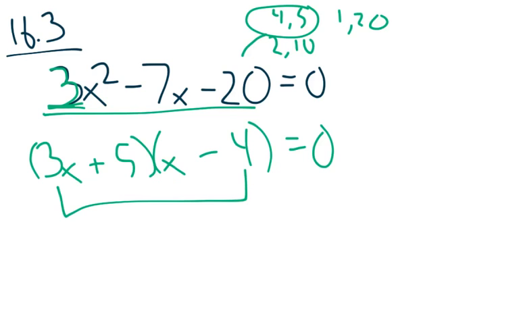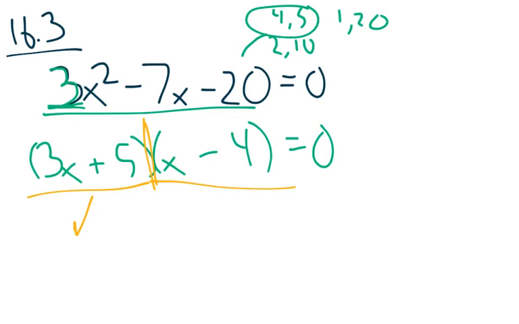So I now have my binomial. I've factored it. Split it up, and I like to draw that line to really emphasize that we're cutting this thing in half, and we're now going to do 2 separate equations. 3x plus 5 is equal to 0, or x minus 4 equals 0.